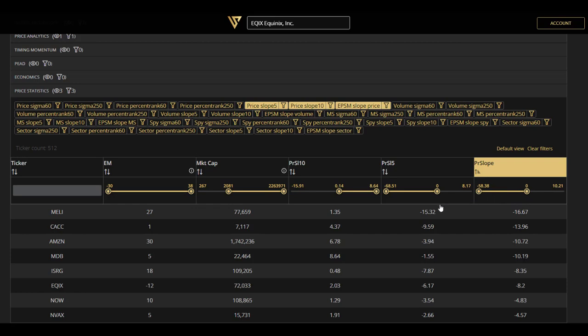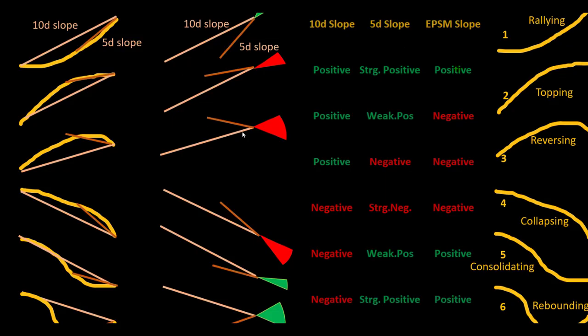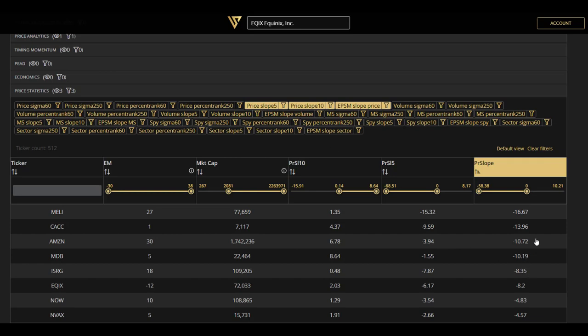So now let's do the last 3 scenarios just to show you again. On the slide, we did those first 3 scenarios. We're going to do the last 3 scenarios. So we're going to draw the 10-day slope being negative and the 5-day being very strongly negative, so really collapsing. That's collapsing, number 4. Consolidating, that's number 5, and rebounding, number 6, right? So our goal is to have a negative EPSM slope on scenario 4 and positive after that. Okay, so let's go back to our software.